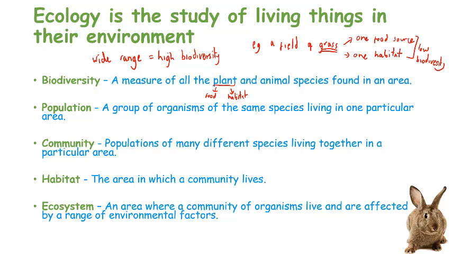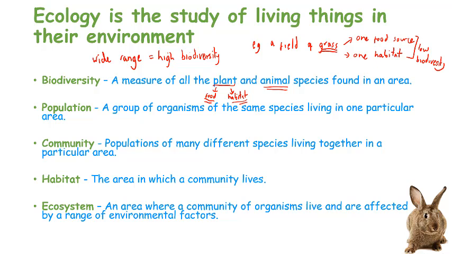Whereas if you had something like a forest where there were lots of different trees in it, so for example, evergreen trees, deciduous trees, oak trees, sycamore, pines, all that sort of stuff, you've got lots of different types of plants. So therefore you've got lots of different food sources and lots of different habitats. So you're going to have lots of different animal species that can live there. So you'd have high biodiversity.